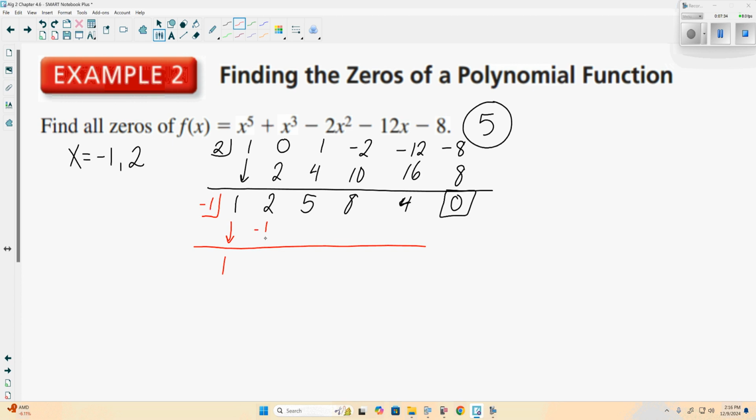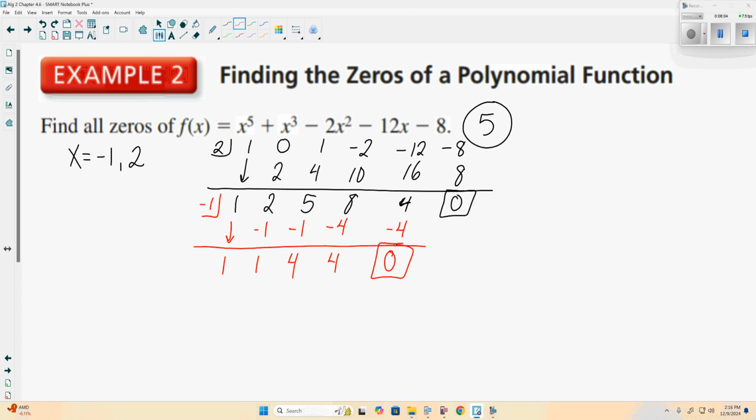-1 times 1 is -1. 2 plus -1 is 1. -1 times 1 is -1. 5 plus -1 is 4. -1 times 4 is -4. 8 plus -4 is 4. -1 times 4 is -4. And -4 plus 4 is 0. Questions on this here? No.